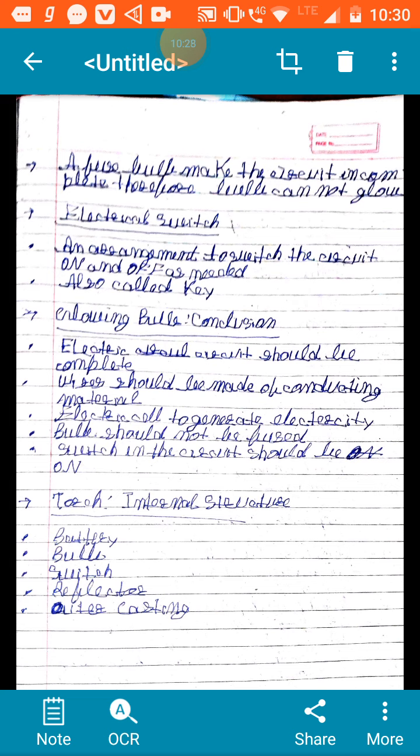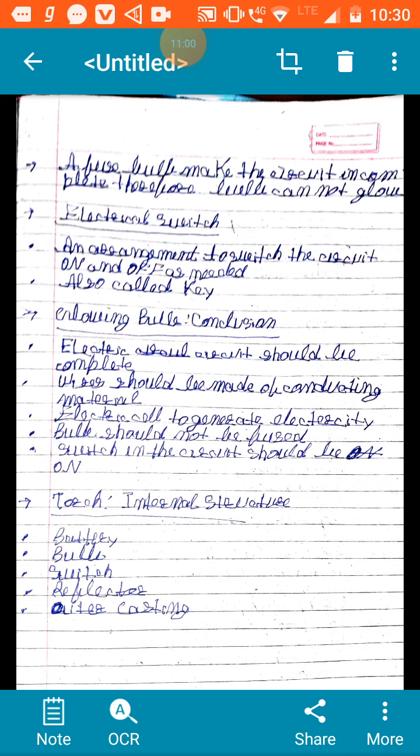Glowing bulb conclusion: the electrical circuit should be complete. Wire should be made of conducting material. An electrical cell to generate electricity. The bulb should not be fused. The switch in the circuit should be on.